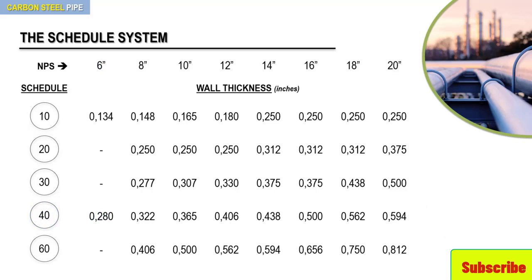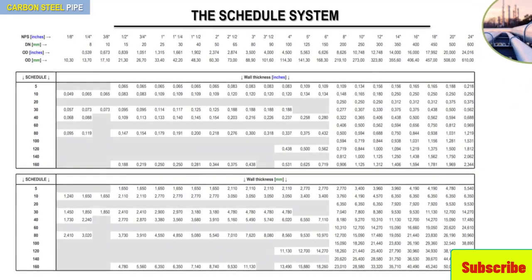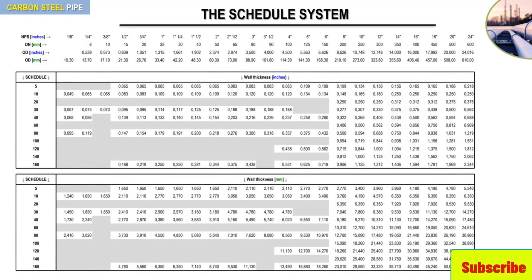Now, this chart covers only nominal pipe sizes from 6 to 20 inches and schedules from 10 to 60. We used this simplified version for the sake of demonstration. The following table is more complete and gives the overall picture for the pipe schedule system. It provides wall thicknesses, pipe sizes, and outside diameters expressed in both inches and millimeters. This table is also available in the downloadable resource section.